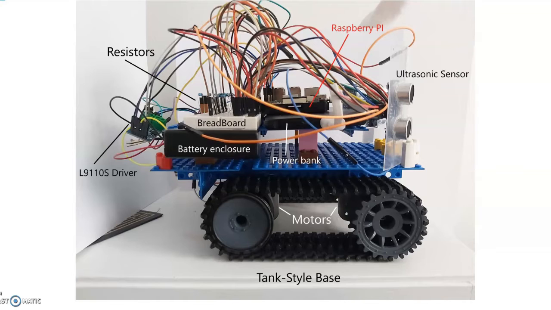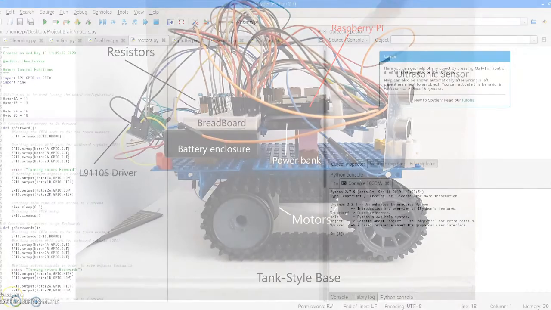To provide energy for the computer and the motors, 2 separate power supplies were implemented. For the computer, it was a power bank, and for the motors, 2 battery enclosures for 9V batteries.